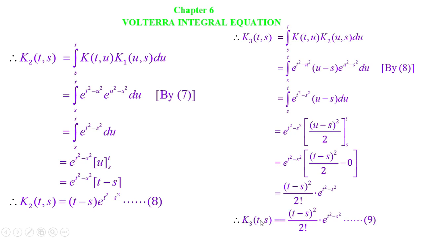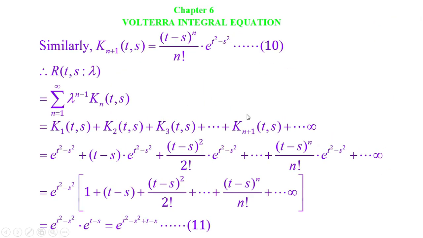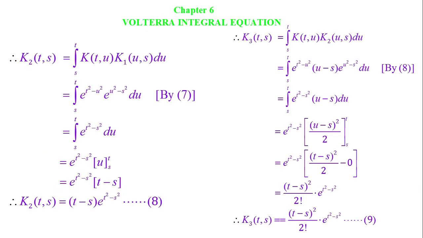And similarly, in this way I find the third iterated kernel, and the third iterated kernel is here. And showing the similarity, we can also find the n plus 1th iterated kernel, and it will be there. You'll find the third iterated integral is here. In case of the third, I put here factorial 2, and the power is here 2.